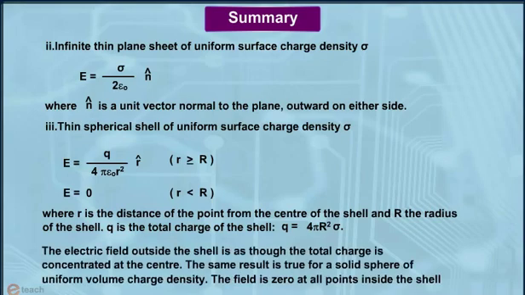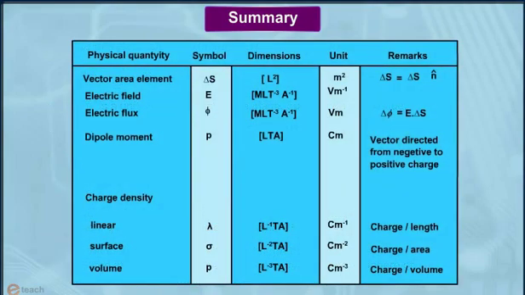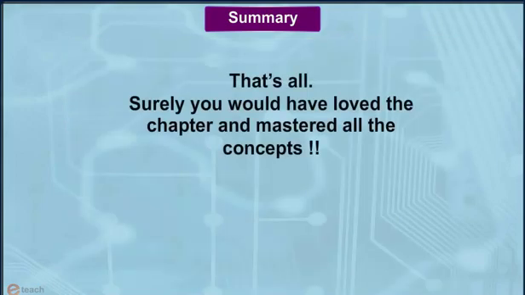The electric field outside the shell is as though the total charge is concentrated at the center. The same result is true for a solid sphere of uniform volume charge density. The field is zero at all points inside the shell. The physical quantities along with their symbols, dimensions and units are given in the following table. That's all. Surely you would have loved the chapter and mastered all the concepts.